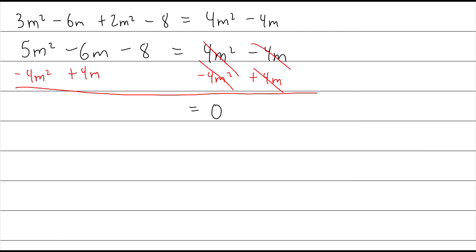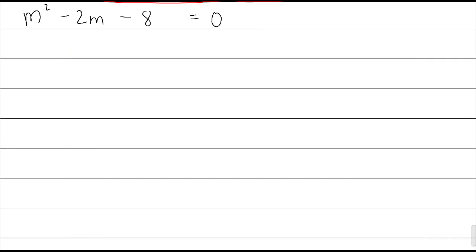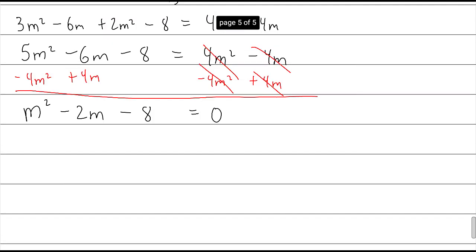5m squared minus 4m squared is m squared. Negative 6m plus 4m is negative 2m, minus 8. All right, we have a nice, simple quadratic equation to deal with. Remember what this looked like in the beginning. All right, let's go back.